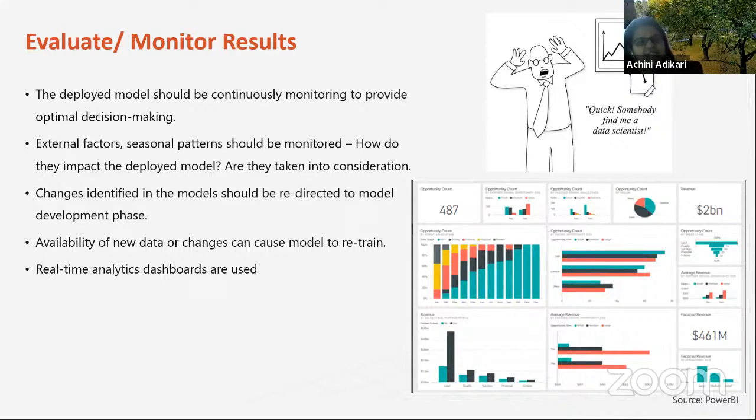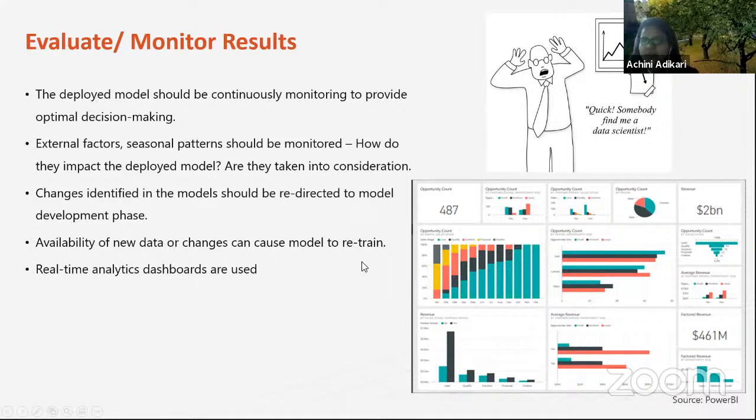We have to monitor it, and if there are any changes, we need to go back to the data set and follow those steps, because that's why it's a cycle. It's not one flow. It's an iterative process. We need to continuously monitor. So this is an example of a Power BI dashboard. These real-time dashboards are very useful to monitor what's happening, and you can actually identify issues as well.